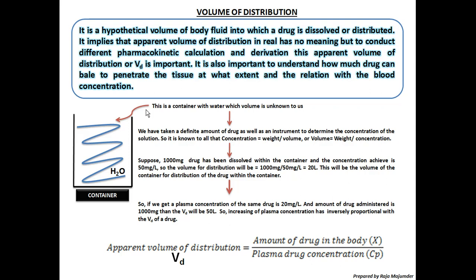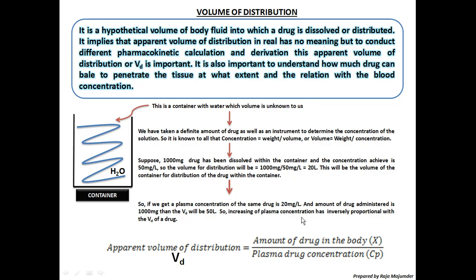In short, if there is a higher volume of distribution, that means more of the drug has left the blood. That's why it is said that plasma concentration is inversely proportional to VD. That means if VD is increasing, plasma concentration is decreasing, which is favorable for us. It implies that more of the drug is going to enter the tissues. And if the plasma concentration is increasing, VD will decrease. That means more and more drug is going to be retained in the blood, which is not fruitful.